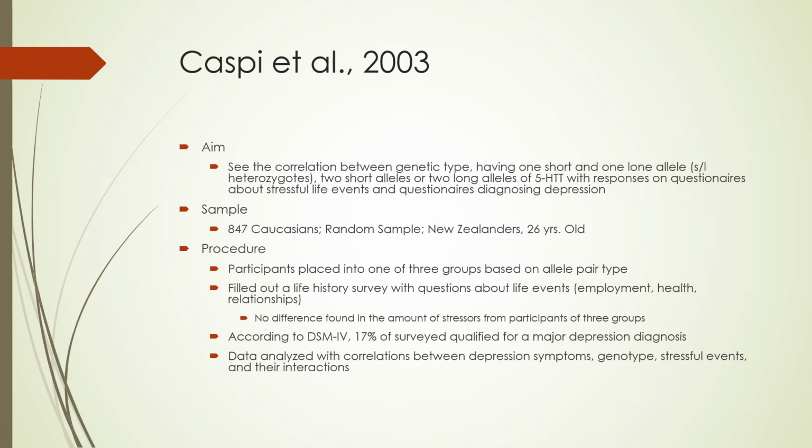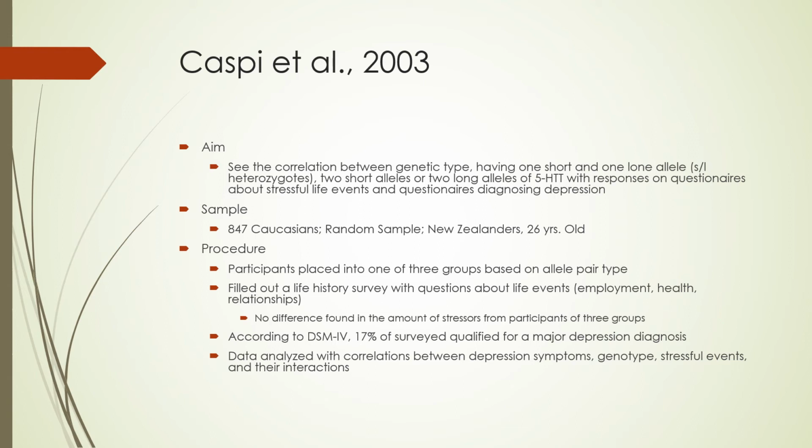So we're going to move into the next study here. And this is Caspi et al. from 2003. So in this one, they wanted to see the correlation between genetic type and responses on questionnaires about stressful life events and questionnaires diagnosing depression. And so within this one, we're going to be looking a little bit more at serotonin because this is a study on depression.